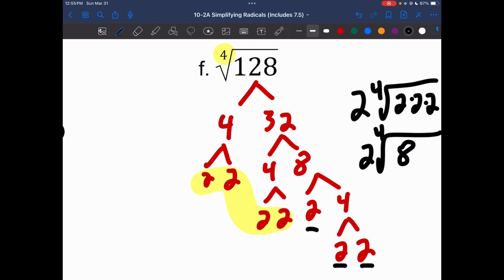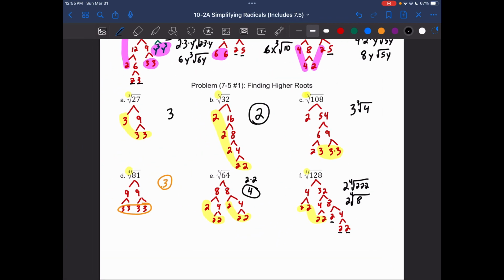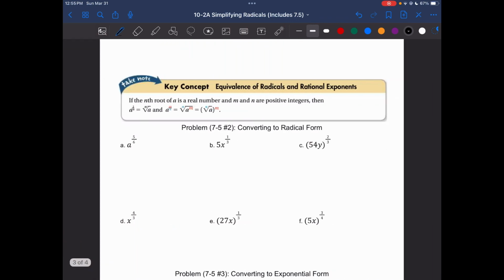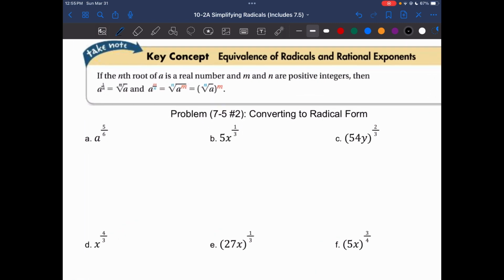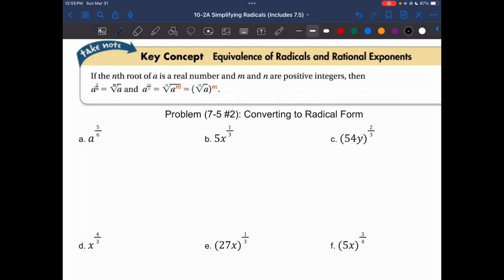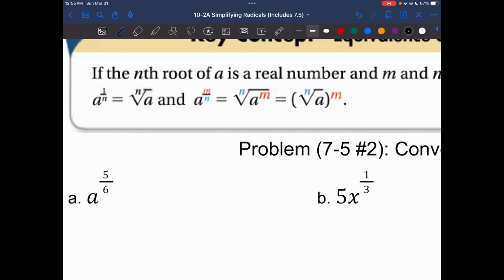All right, we're going to move on to our next page, and this is going to be kind of an easier one. We are going to be rewriting radicals and rational exponents, because something that has a fractional exponent can be rewritten as a radical and vice versa. So what do we have here in our rule? If the nth root of a is real and m and n are positive integers, then a to the 1 over n is equal to the nth root of a. And a to the m over n is equal to the nth root of a to the mth power.